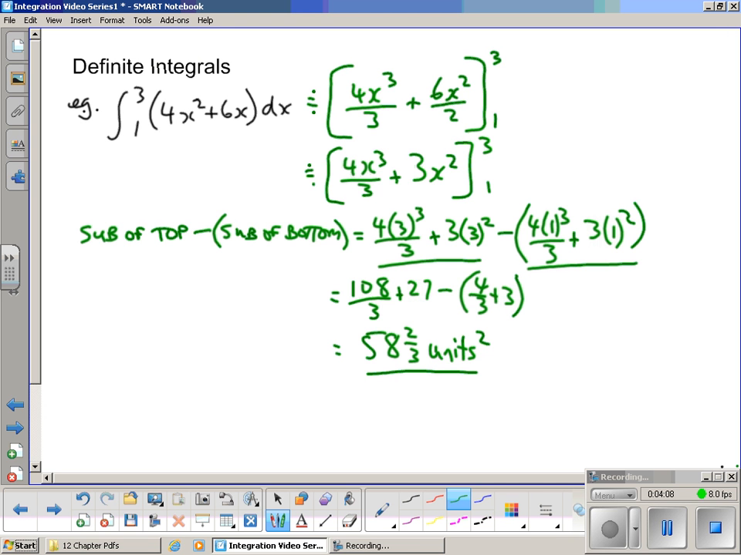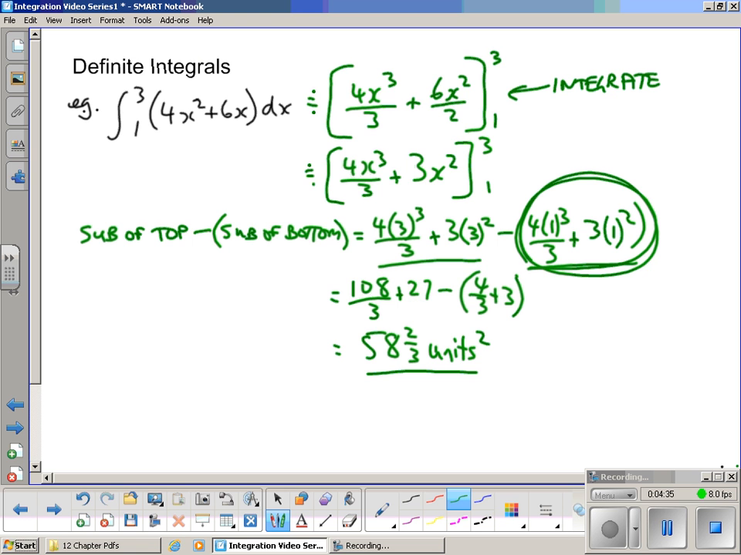Now, just to recap, we integrated to get this first section here. We integrated, and then we subbed in 3 wherever there's an x, minus 1 wherever there's an x. But one key thing for the whole success here is to keep this second section separate and then subtract carefully at the end.